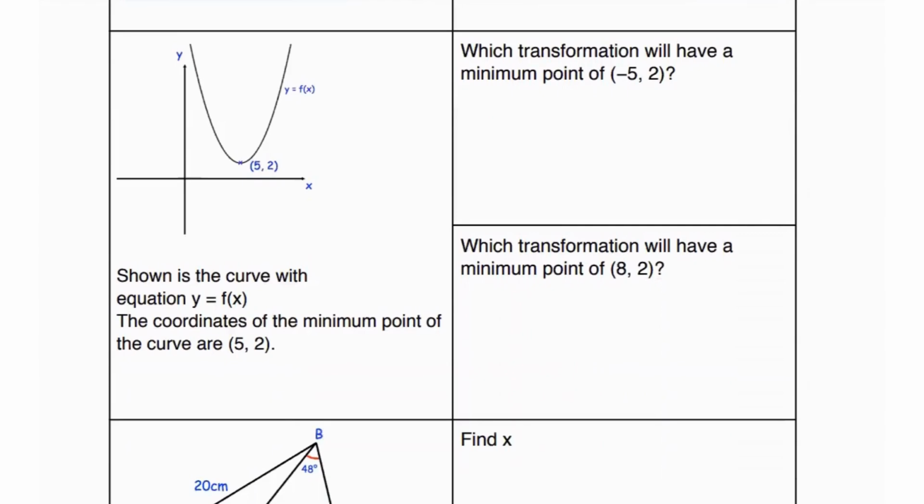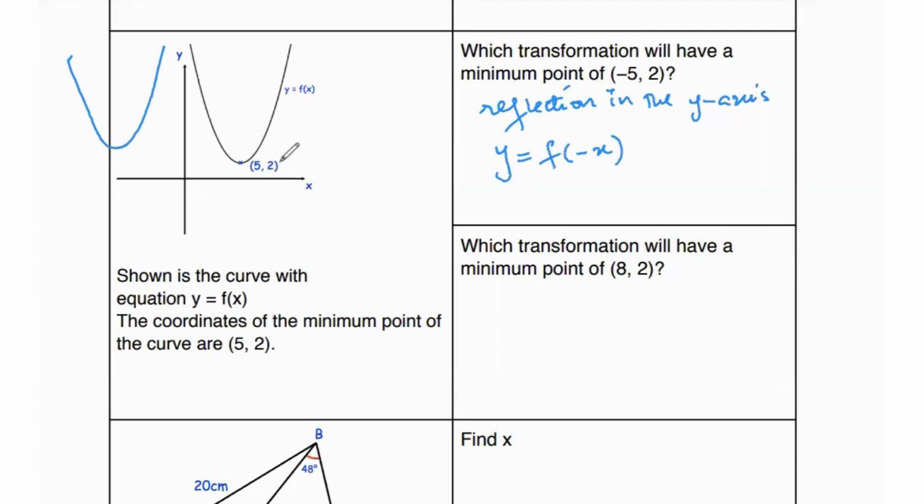Next question says, shown is the curve with equation y equals f(x). The coordinates of the minimum point of the curve are (5, 2). Which transformation will have a minimum point of (negative 5, 2)? So negative 5 and 2 means that it's going to be over here. That is going to be a reflection in the y-axis. Hence, the equation will be y equals f of negative x, because what's changing is your x coordinate, not the y coordinate.